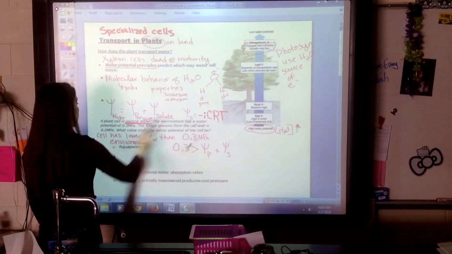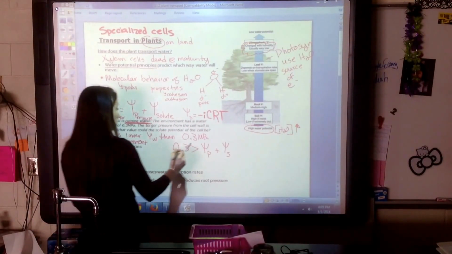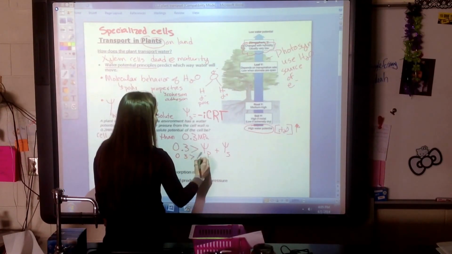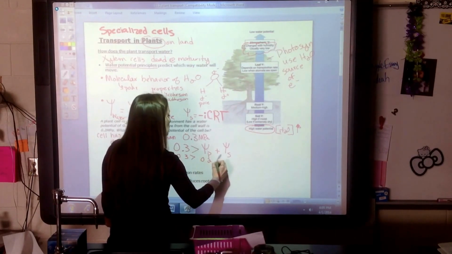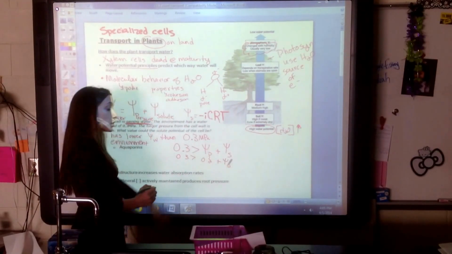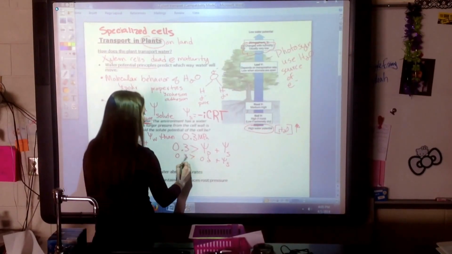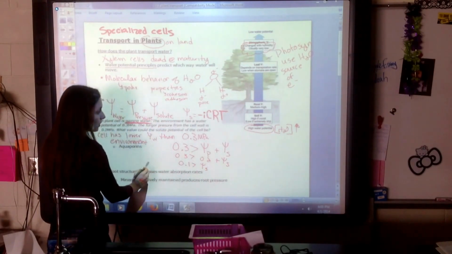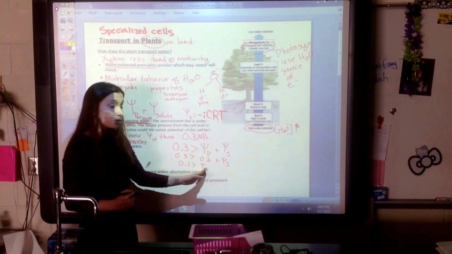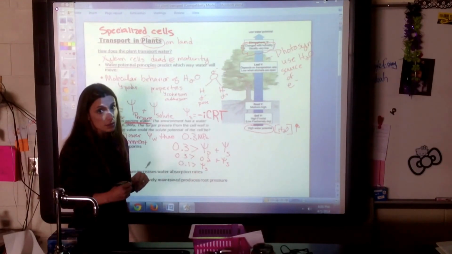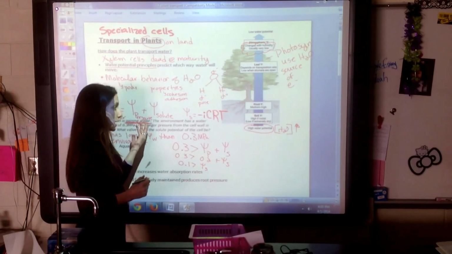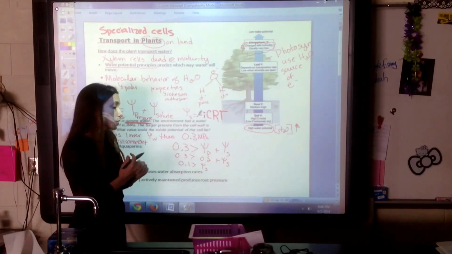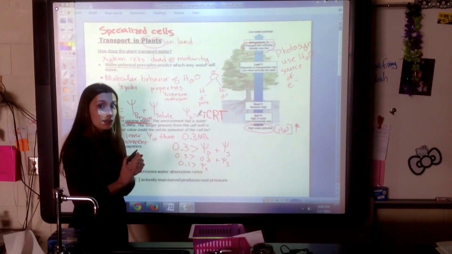The turgor pressure from the cell wall is 0.2. So this means that we now are substituting 0.3 is less than 0.2 plus the solute potential, which means that I need to subtract here, and 0.1 is less than what the solute potential is going to be. I'm sorry, the solute potential is less than 0.1 is the way that we should read that. And this makes sense because solute potential is always a negative number. So the solute potential is going to be less than 0.1.